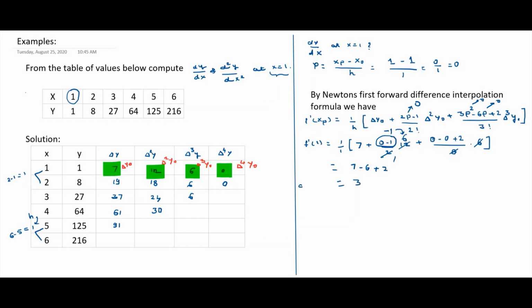So this is f dash of 1, which means it is dy by dx at the point x is equal to 1, which is the required solution for dy by dx at x is equal to 1.